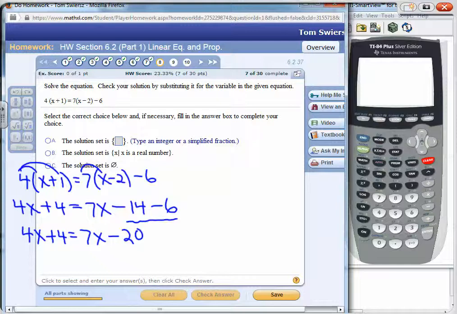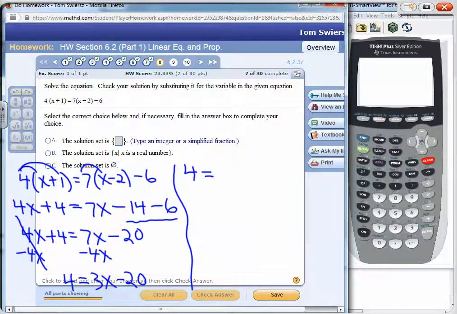Okay, now where are we at? We have x's on both sides of the equation. So I'm going to subtract 4x from both sides to get rid of the 4x on the left side, because 4x minus 4x is 0. So what remains on the left side is 4. 7x minus 4x is 3x. And then minus 20. So now we have 4 equals 3x minus 20.